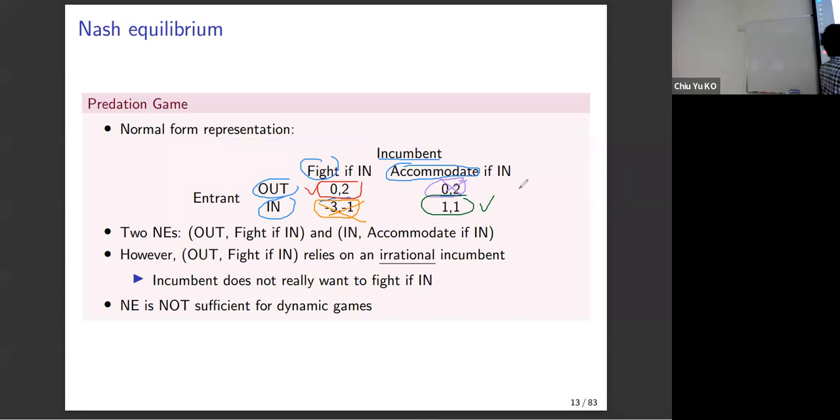Because suppose the guy comes in, in the game. Now the incumbent has decided whether to fight or not fight. Now the question is, suppose the entrant is already in. What do we have? There's no more out, right? In this scenario, are we expecting the incumbent to fight or not fight?